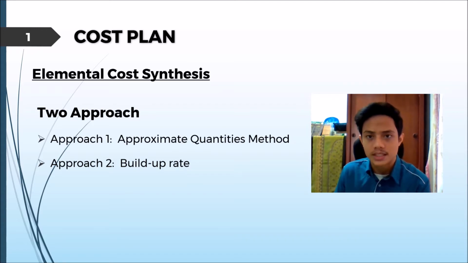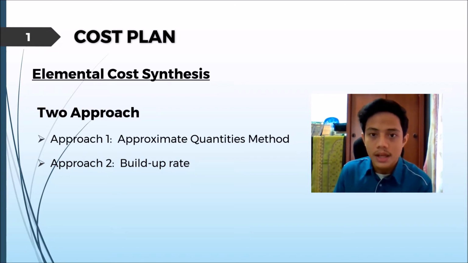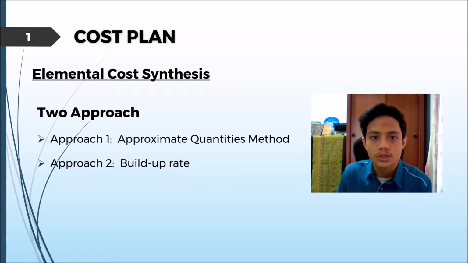Furthermore, based on the previous explanation, in order to create an elemental cost plan for this project, relevant cost data from similar previous projects is needed. This cost data is usually found in similar previous projects' elemental cost analysis, or ECA. As the previous project is from a different time and condition, adjustment of the cost needs to be done before using it for the elemental cost plan. Therefore, there are two approaches to be used for the adjustment of costs and calculation of the cost plan. The first one is the approximate quantities method, and the second one is the build-up rate method.